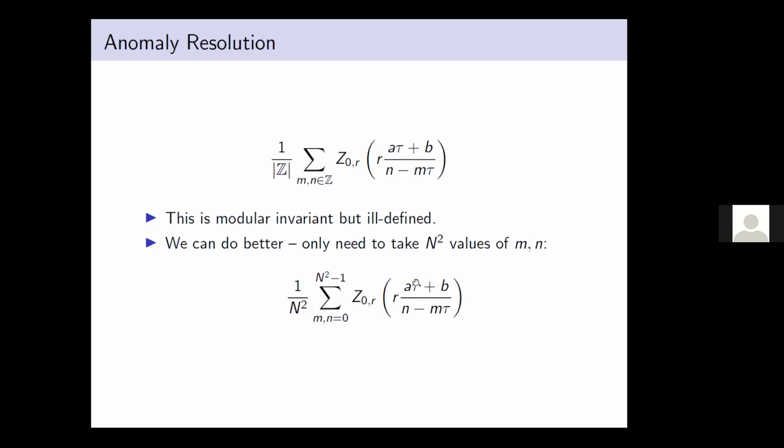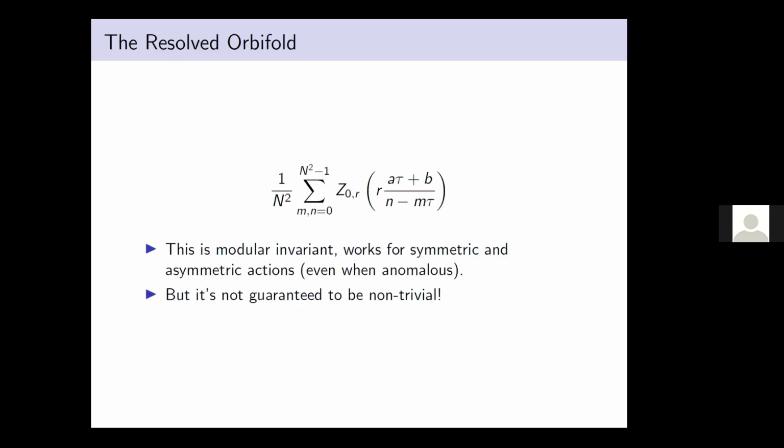But in fact, even if the symmetry is anomalous, it will suffice to take things up to n squared like this. And of course, if the symmetry is not anomalous, this would be the orbifold partition function, because it would be n copies of it, and then one of the factors of n out front would cancel, and you would just have the usual orbifold partition function. And by construction, this thing that we get here is modular invariant.